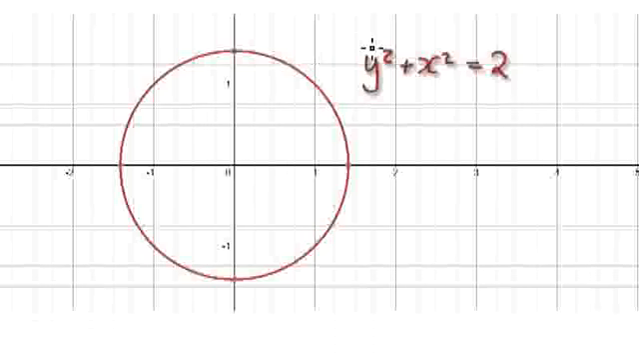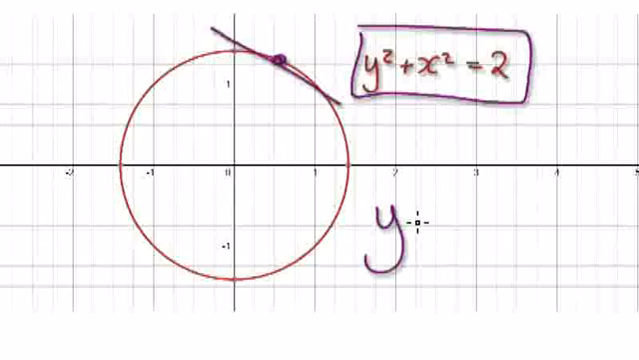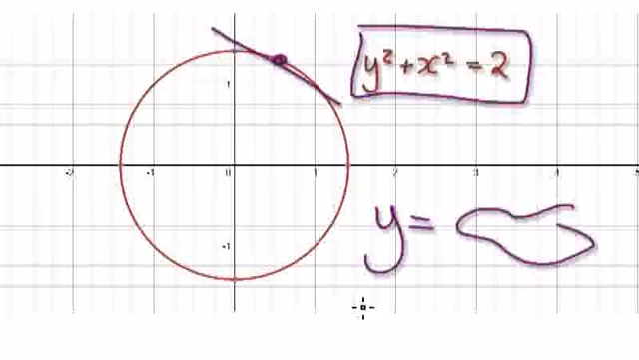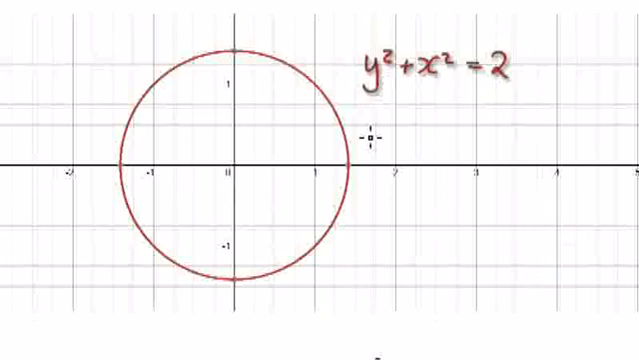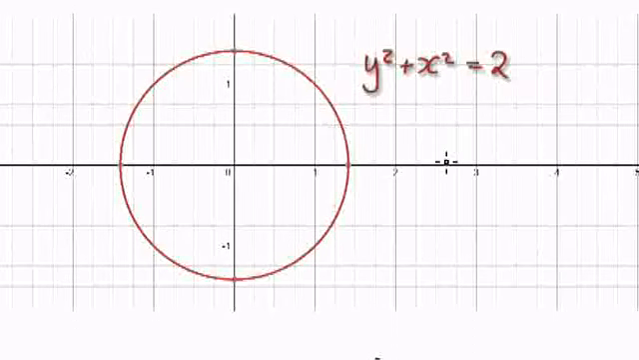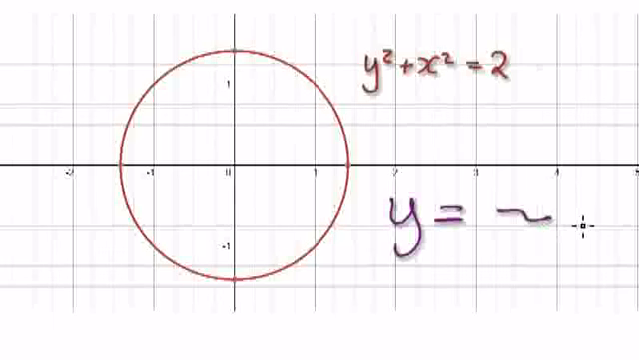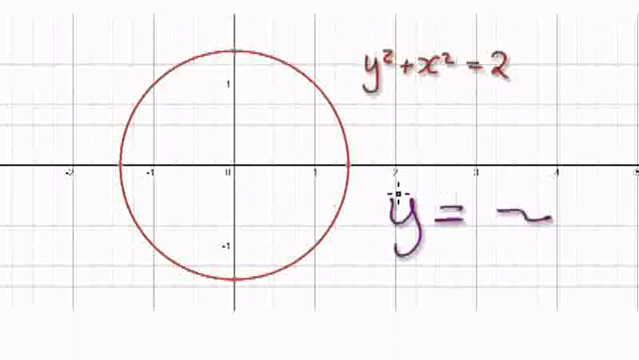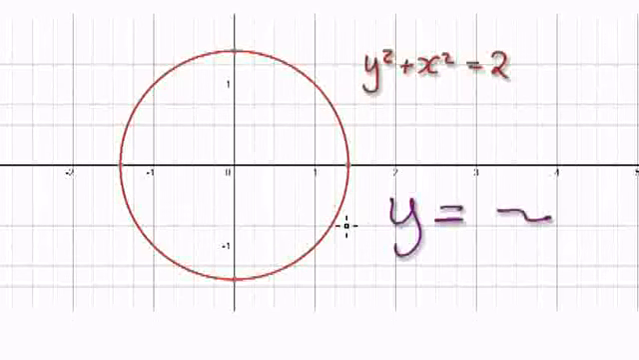So given this here, if you want to find out the gradient, our old method would be to rearrange it to make y the subject, and then differentiate to get dy by dx. You see, this method is really slow. Splitting it up so that y equals blah blah blah is really slow and inconvenient. In the next video, I will show you an easier, quicker way of doing it.